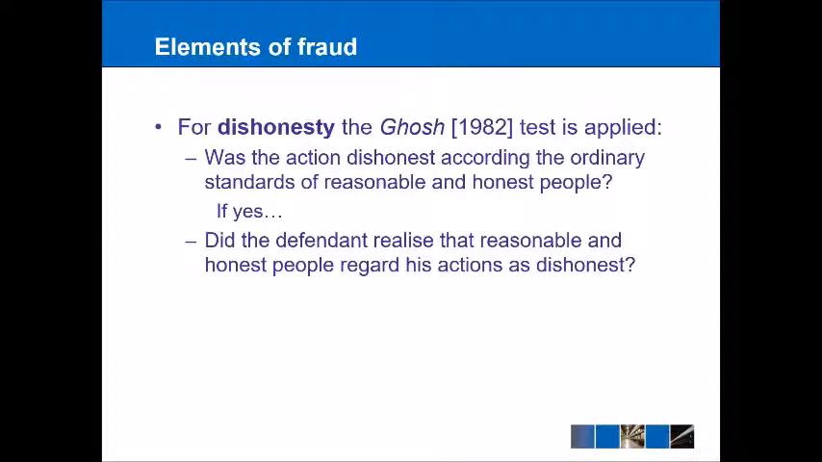We can start by looking at dishonesty, which obviously comes into fraud quite a bit, and for this we simply apply the Ghosh test from 1982. In other words, was the action dishonest according to the ordinary standards of reasonable and honest people, which is an objective element of the test, and if that does apply, then we go on to ask, did the defendant realise that reasonable and honest people regard his actions as dishonest? And that introduces a subjective element to dishonesty. So whenever we mention dishonesty in relation to the Fraud Act, this Ghosh test is what we're basically applying.